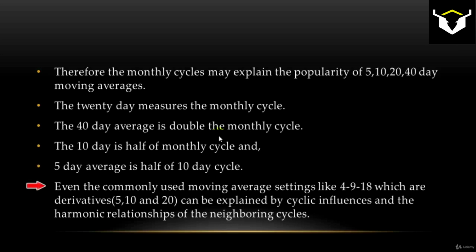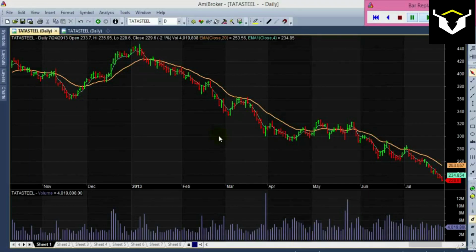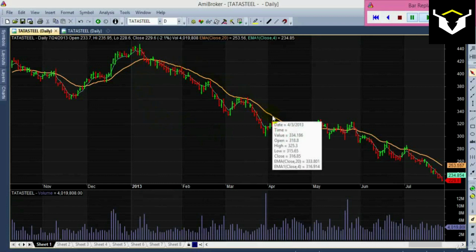Even the commonly used moving average settings like 4, 9 and 18, which are derivatives of 5, 10 and 20, can be explained by cyclic influences and the harmonic relationship of the neighboring cycles. Following is a daily chart of Tata Steel, and we have applied a 20-day moving average in thick beige color along with a 4-day exponential moving average in a blue colored line.